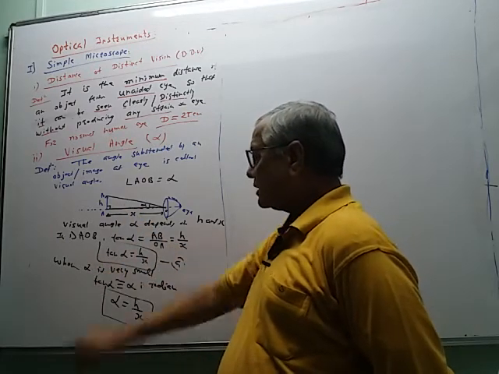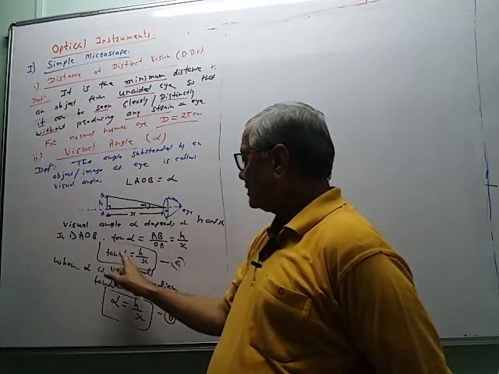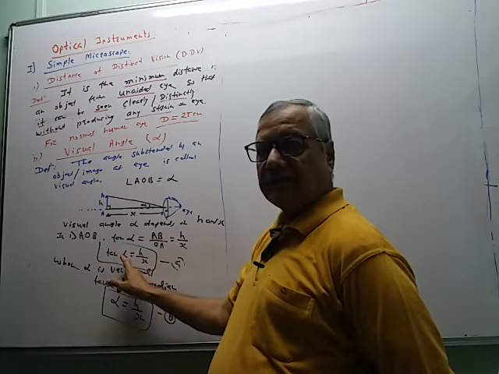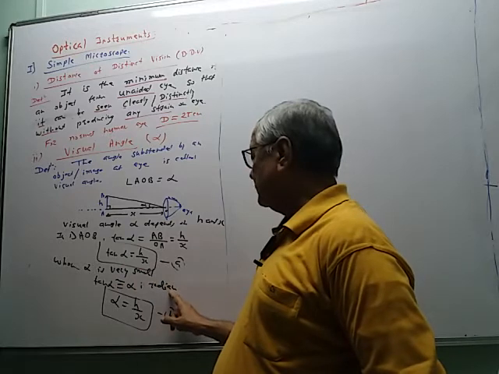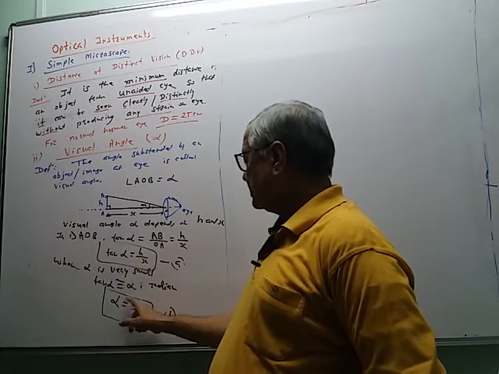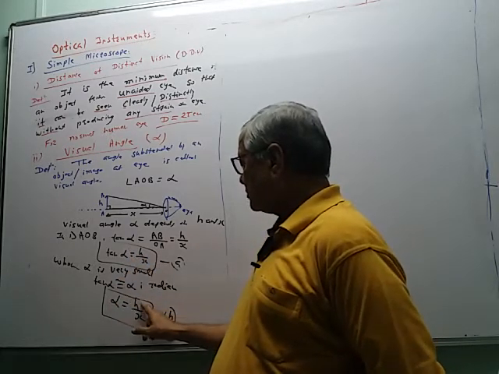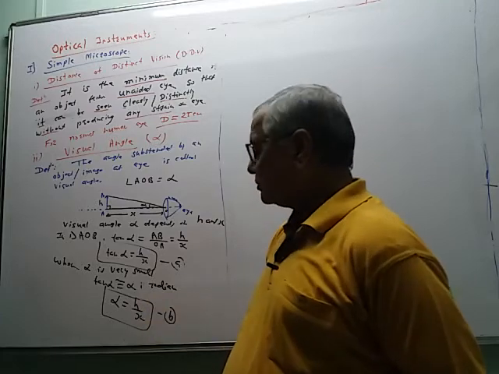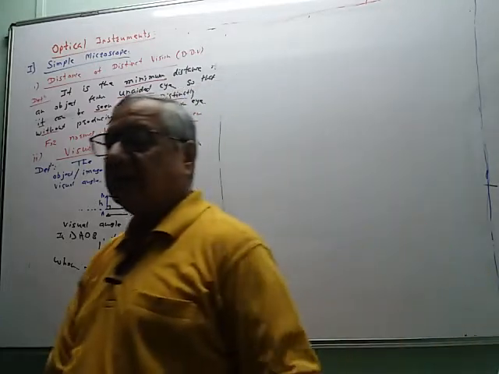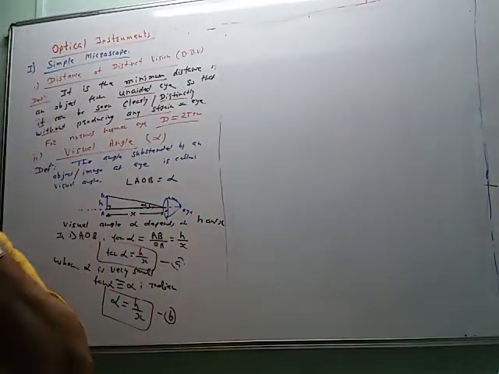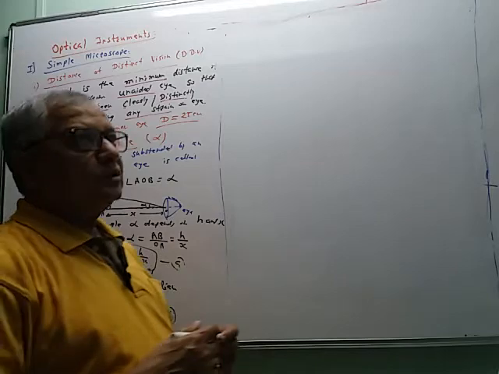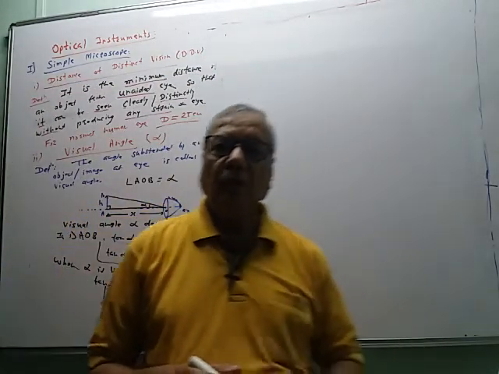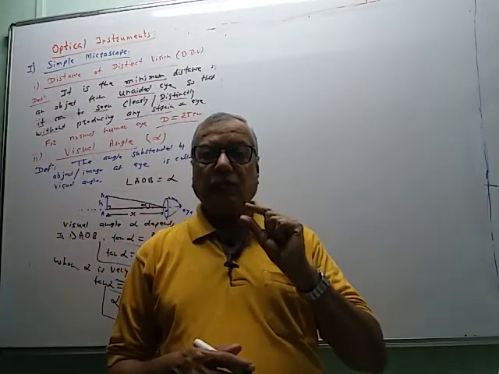Now we are using this approximation. When this angle alpha is very, very small, then sin of alpha and tan of alpha are approximately equal to alpha in radian. And therefore alpha is given by h by x. It is directly proportional to h and inversely proportional to x. Now, in case of a simple microscope, where do we use this theory? This simple microscope is used to observe very small objects.